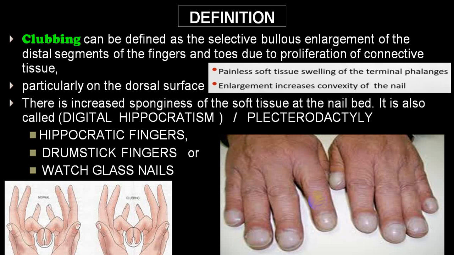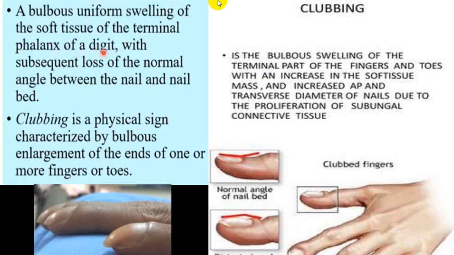There are other names which are given to this. Because of this proliferation of connective tissue, there is increased sponginess of the soft tissue at the nail bed. It is also called digital hippocratism or pectorodactyly, Hippocratic finger, drumstick finger, watch glass nail, etc. These are the different names given to what we call clubbing of finger. It is also described as a bulbous, uniform swelling of the soft tissue of the terminal phalanx of a digit, with a subsequent loss of the normal angle between nail and nail bed.